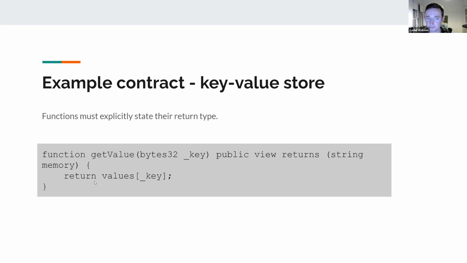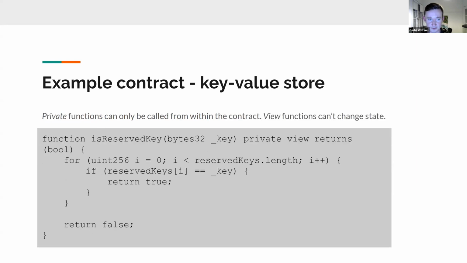Then, just like pretty much all languages, we just write return and then the value we want to return. So we're getting our values mapping, we're looking up by the key that's being passed in and we're returning that to the user. So that's all pretty straightforward.